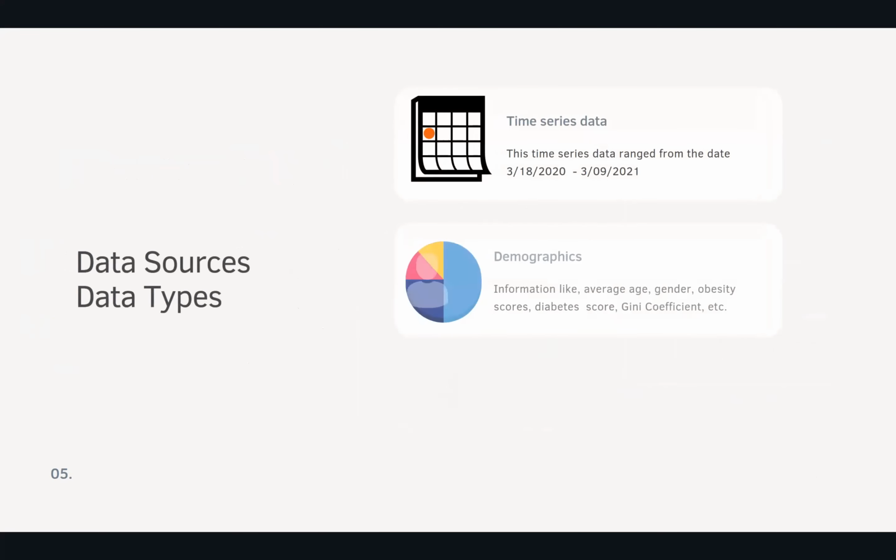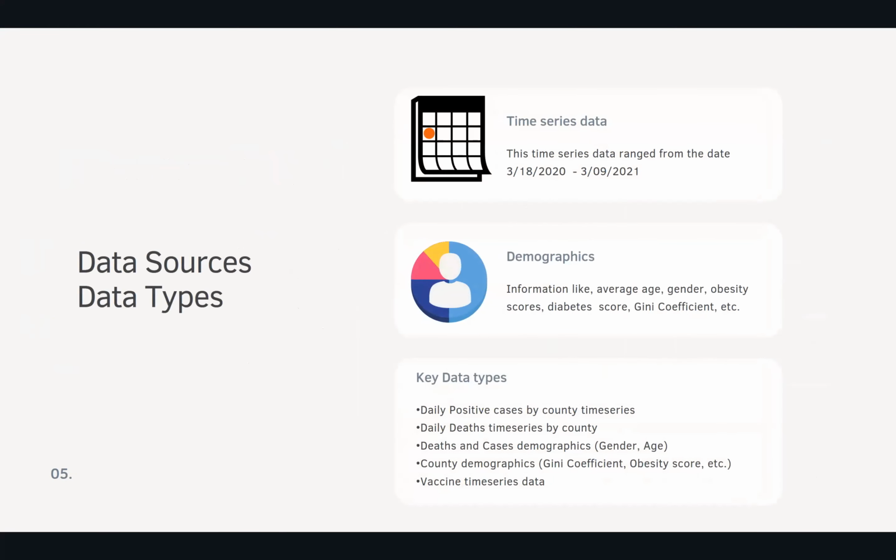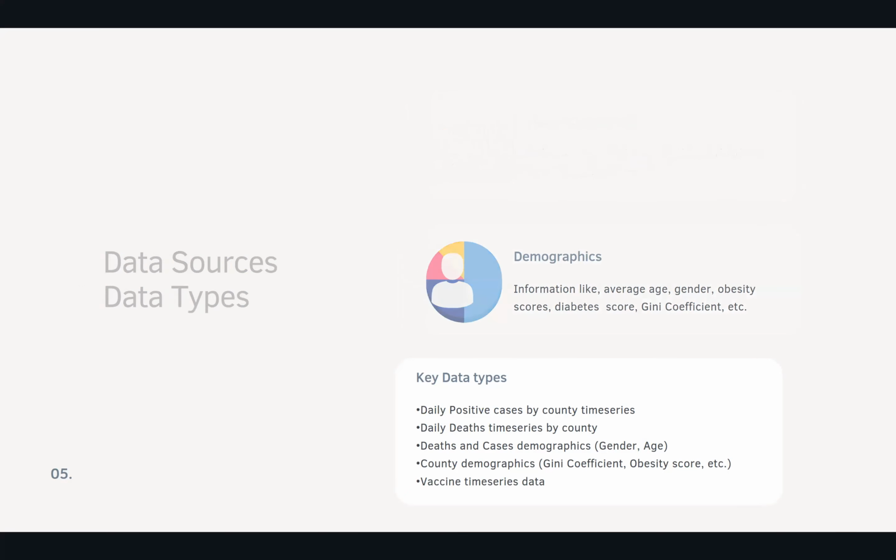As far as data types or data sources, most of the data I wanted is to really understand what happened as it happened. And so I put an emphasis on time series data, which ranges from March 18th, 2020 through March 9th, 2021, and then some demographic information to see perhaps if there was any correlation with average age, gender, obesity scores, diabetes scores, Gini coefficient, etc. So you can see some key data types below. A lot of them are time series. As I mentioned, I emphasized that in this project.